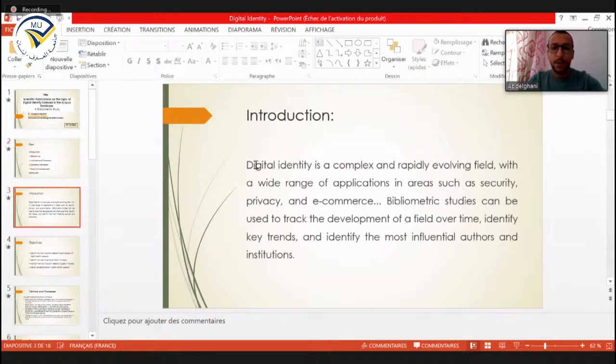Digital identity is a complex and rapidly evolving field with a wide range of applications in areas such as security, privacy, and e-commerce, and many other fields. Bibliometric studies can be used to track the development of the field over time, identify key trends, and identify the most influential authors and institutions.